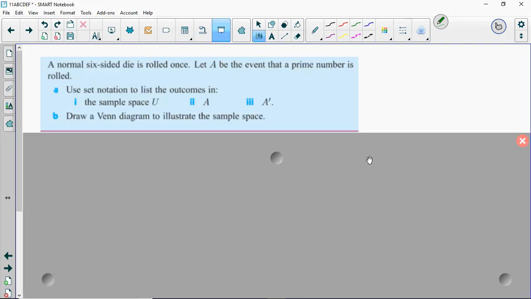So we're back here again with the normal 6-sided dice. We're going to roll it, and the event that we're interested in is that we're rolling a prime number. So of course we need to know what the prime numbers are on that dice, and they will be 2, 3, and 5.